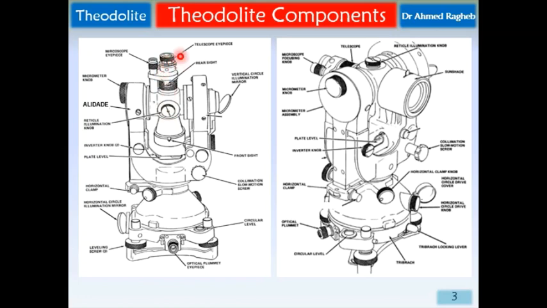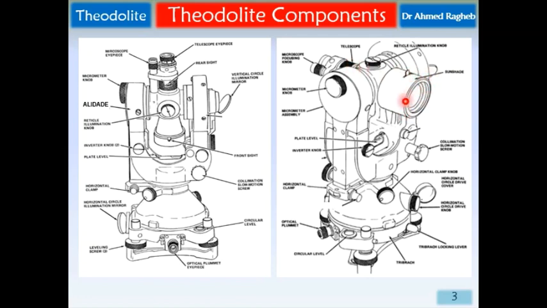Eyepiece, and the eyepiece screw, which clarifies the image of the crosshair holder that we will talk about shortly. Focusing knob. The focusing knob is used to clear the vision of the target, or to focus on the target.